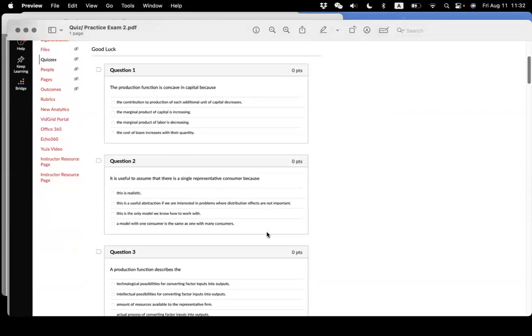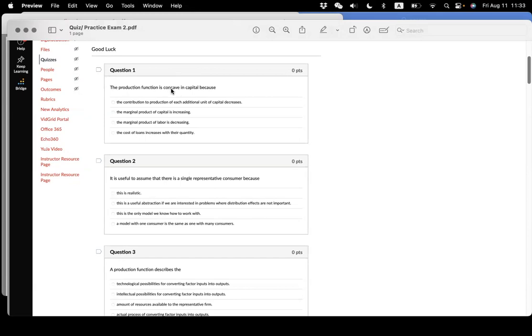The production function is concave in capital. So the correct answer is B. A says the contribution to production of each additional unit of capital is decreasing. This is called the decreasing marginal productivity of capital, right? By the way, the production function being concave just means the slope of the curve is decreasing, getting flatter and flatter.